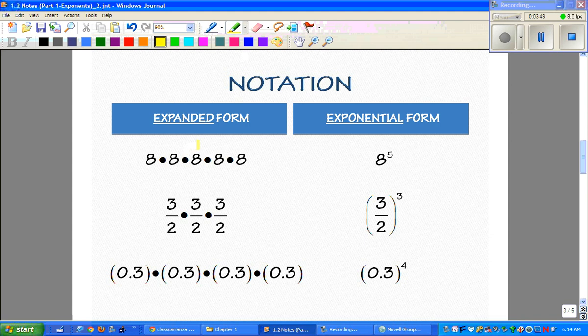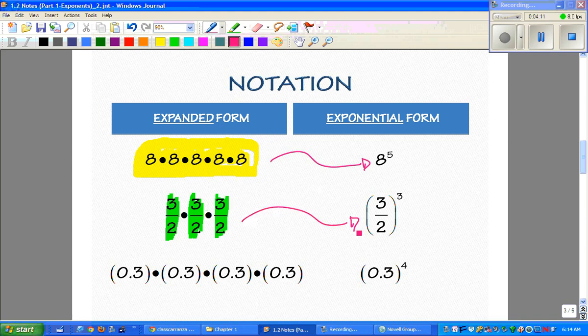So when you see 8 times 8 times 8 times 8 times 8, another way of saying that would be 8 to the 5th. Same thing here. We have 1, 2, 3 over 2's, and that's how we would write it. Same thing with decimals. 0.3 times 0.3 times 0.3 times 0.3 gives us 0.3 to the 4th.